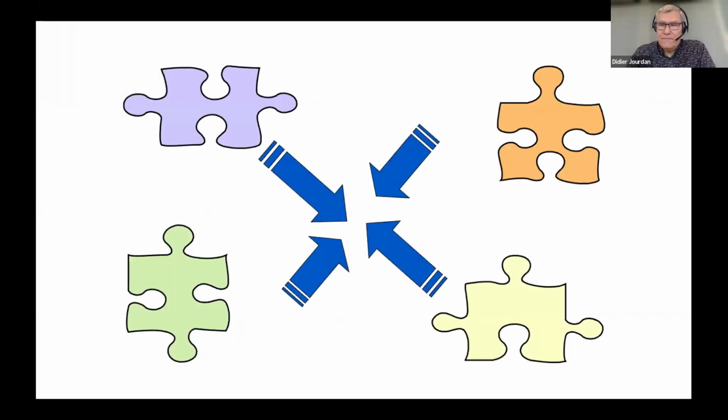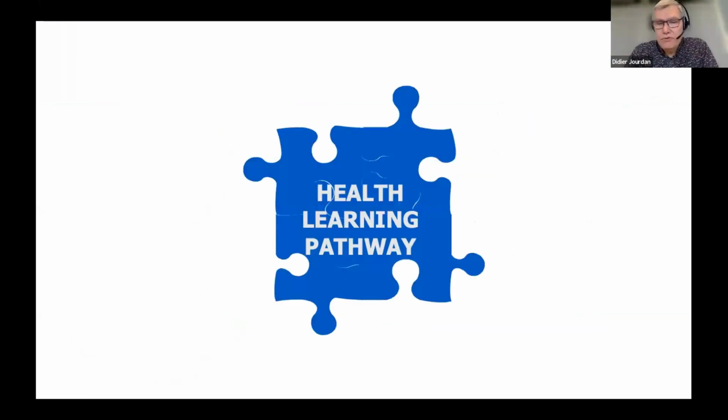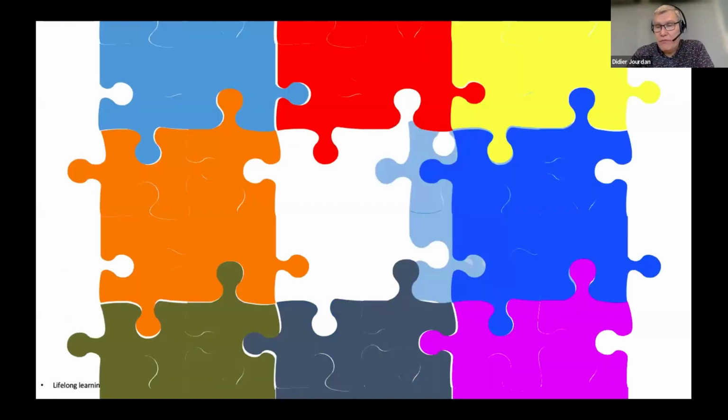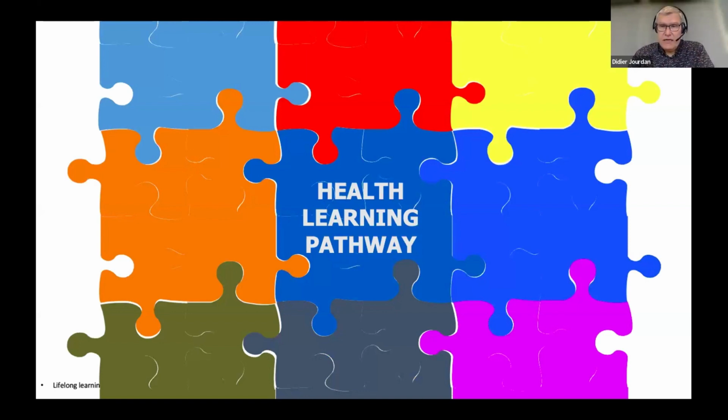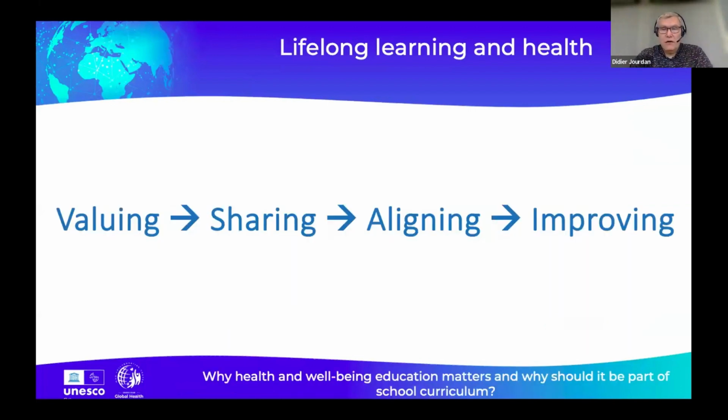Knowing that kids learn from different settings, family, clubs, associations, and schools, we need to try to create a coherence, to put together these different contributions through what we call a health learning pathway that could generate around the kids different kinds of educational interventions that will help them to learn about their health through the different settings. And of course, it's all over the life, and especially when kids are young.